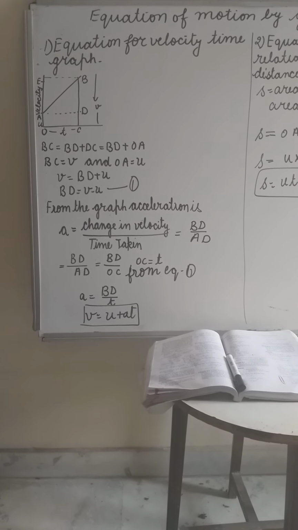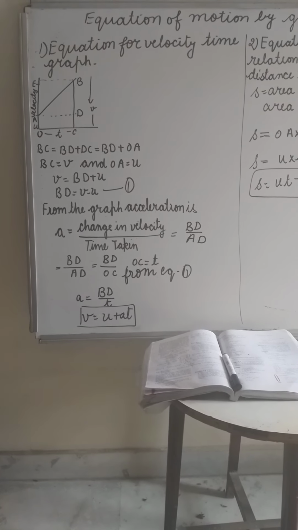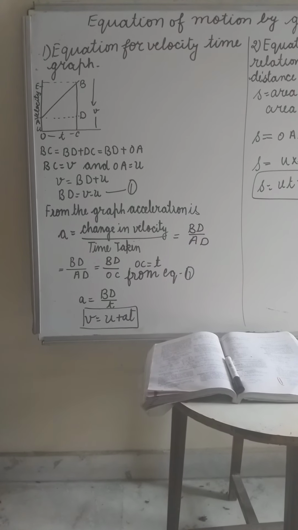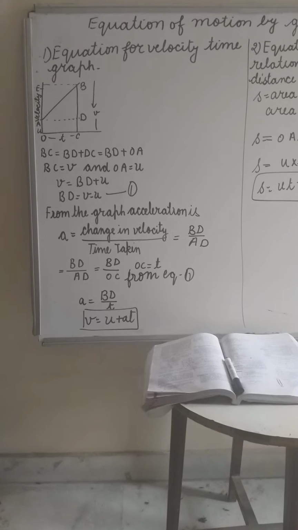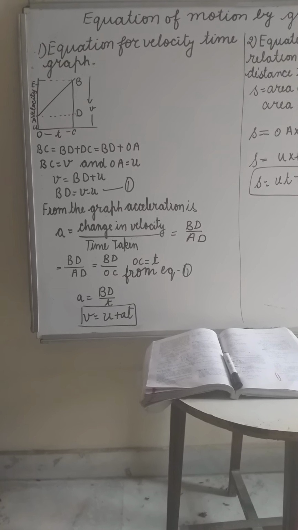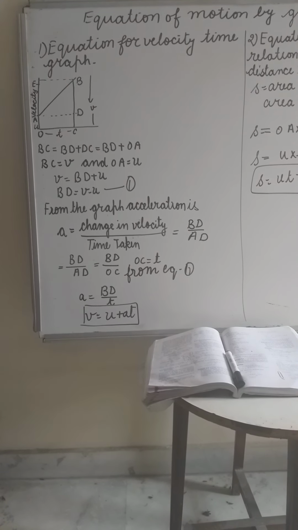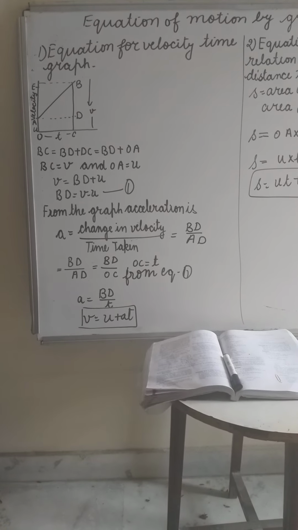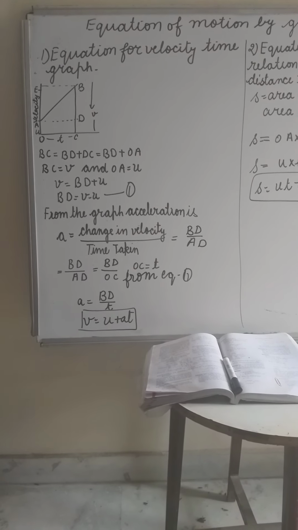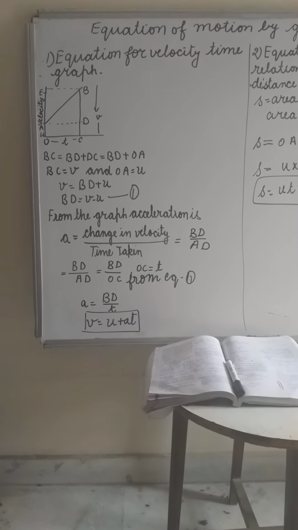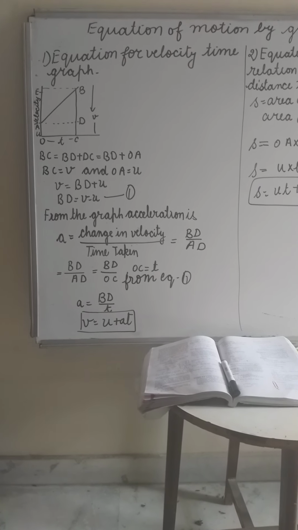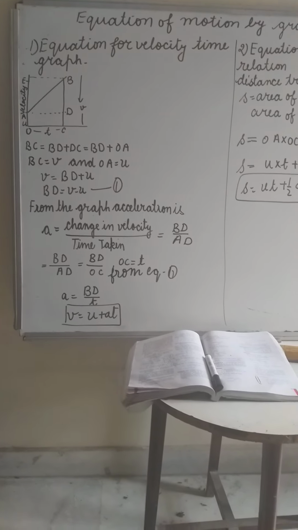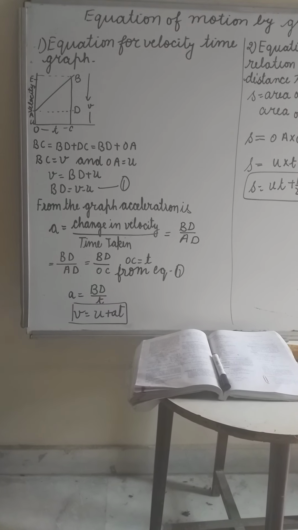I am explaining again. In this graph you can see BC is equal to BD plus DC, and DC is equal to OA, and OA is equal to U, and BC is equal to V. So V is equal to BD plus U, and BD is equal to V minus U.